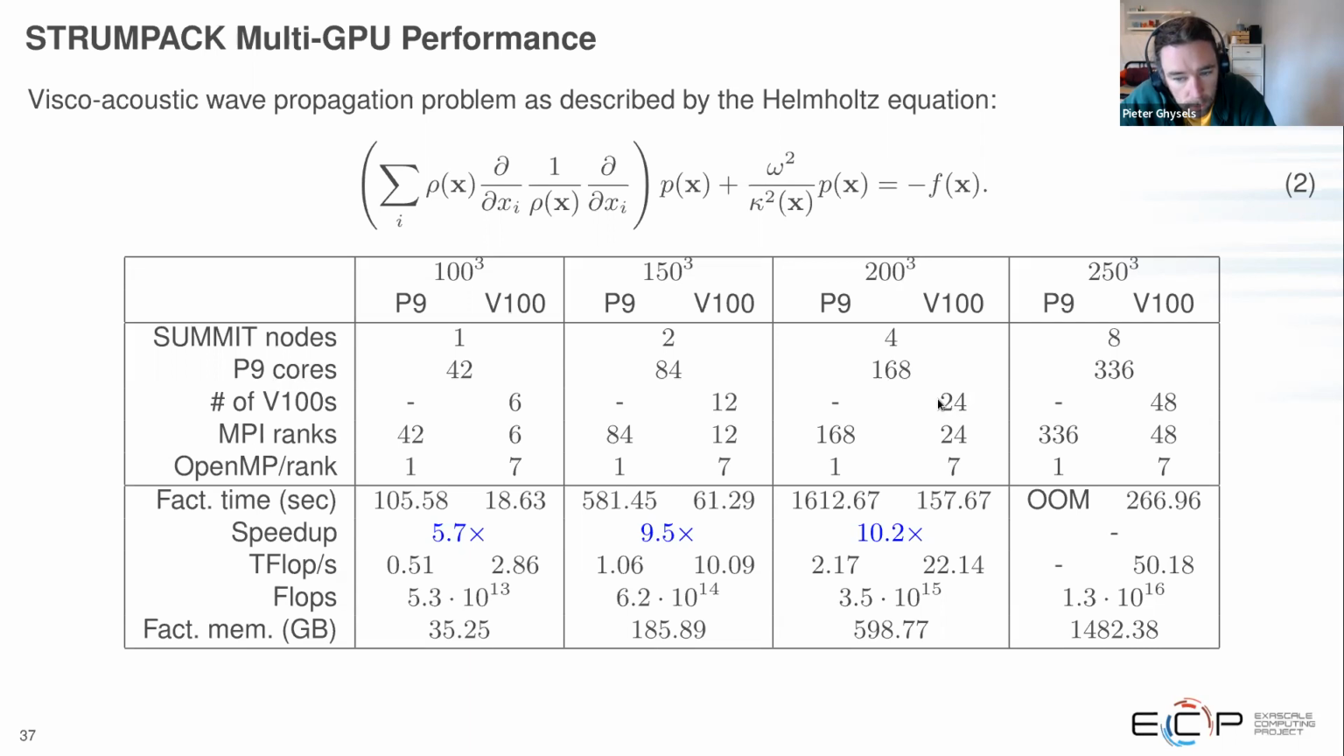And using the GPUs compared to only using the POWER9 cores, we get a 10x speedup here. So that's from using SLATE on the distributed fronts compared to ScaLAPACK, and then traversing the local subtrees using CUDA compared to handling everything on CPU.